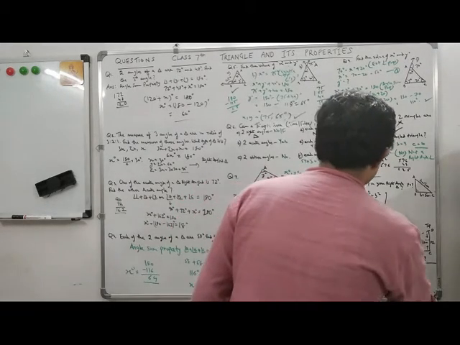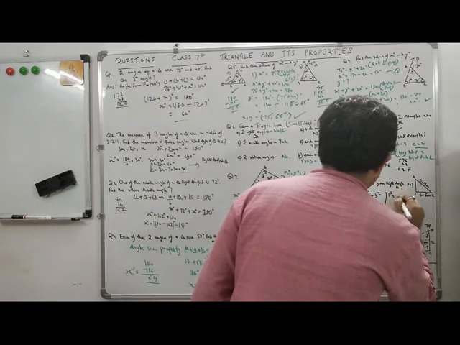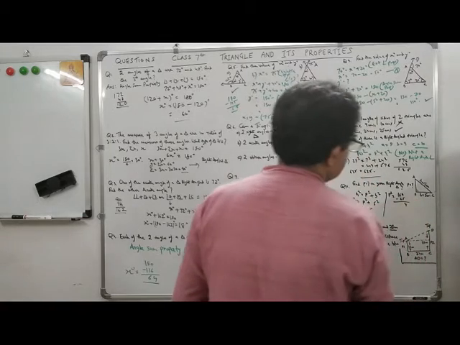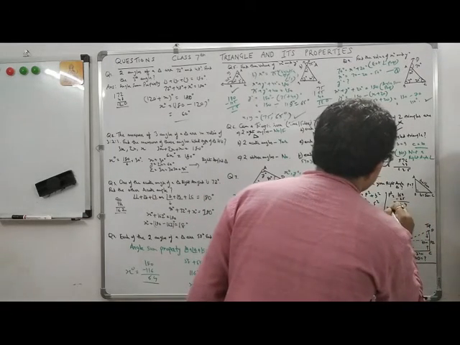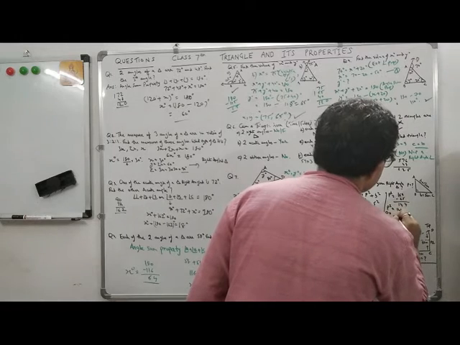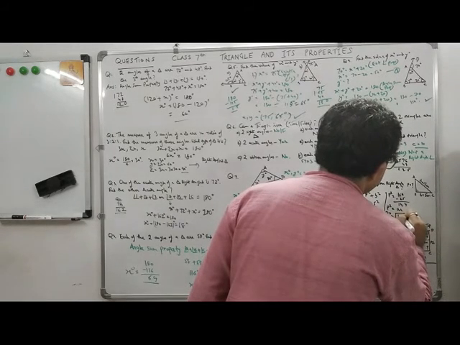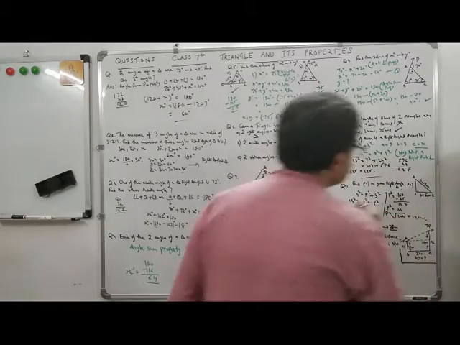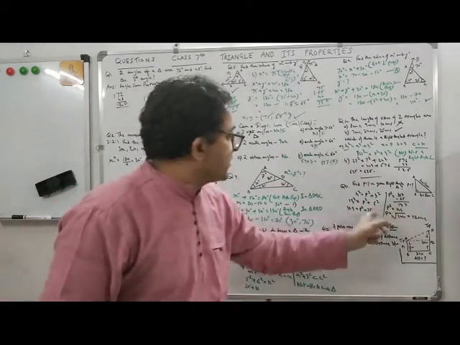So what is P square then? 169 minus 25 is 144. P square is equal to 144. So what is P? If you know exponents and all, it will be the square root of 144, which is equal to 12 centimeters. Right? Simple. So you will subtract.